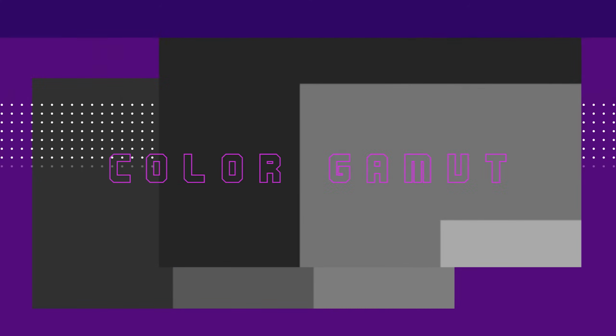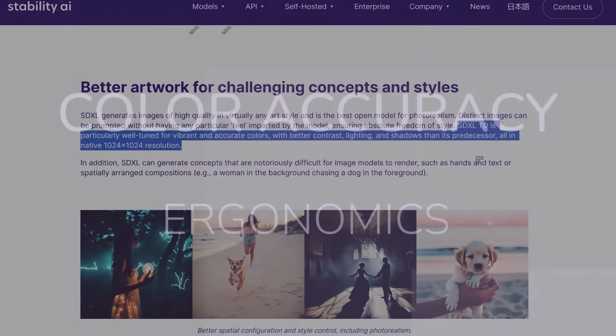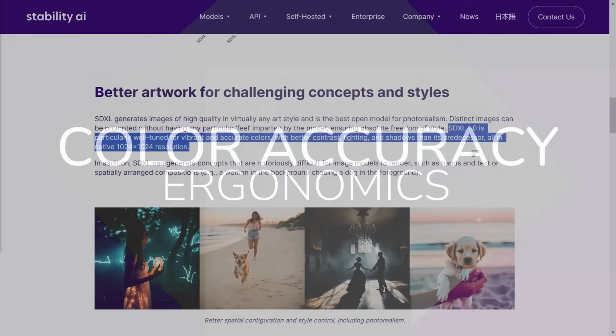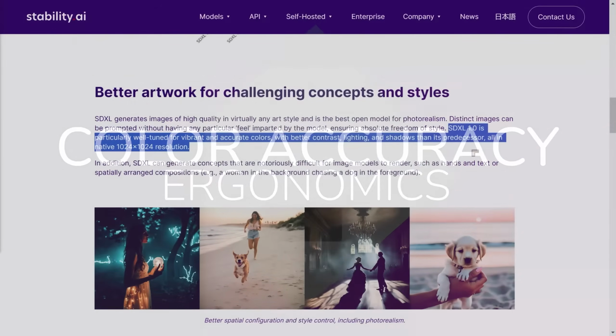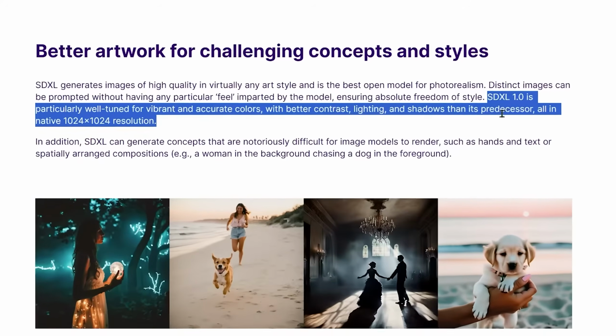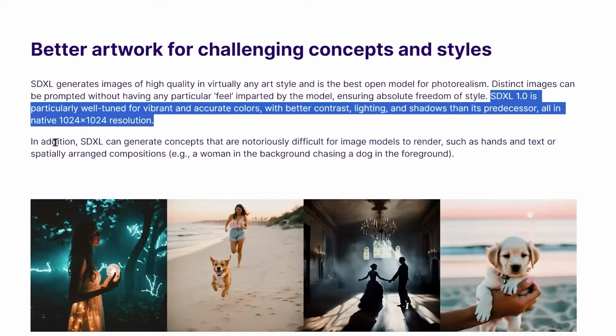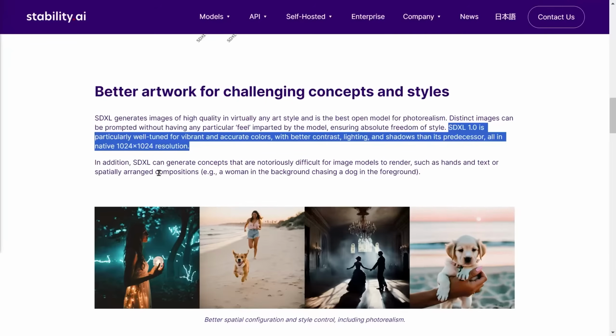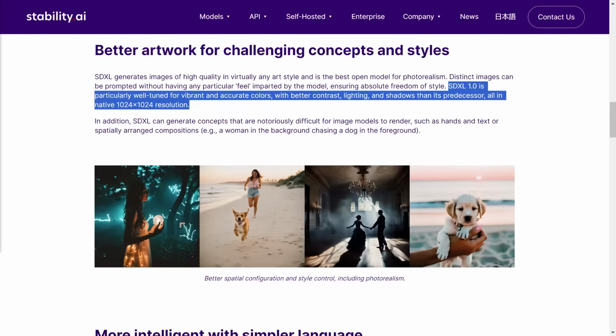SDXL is now more than a year old, and with the announcement for SDXL 1.0, the very latest and greatest version of Stable Diffusion, what Stability AI said with the announcement of its arrival was SDXL 1.0 is particularly well tuned for vibrant and accurate colors with better contrast, lighting, and shadows than its predecessor, all in native 1024 by 1024 resolution. And as we can see here, we've got the intense shadows and high dynamic range, we've got the accurate colors.